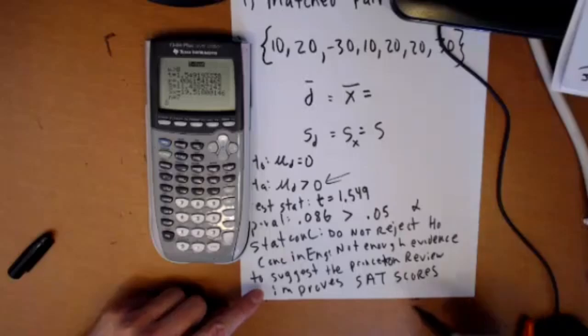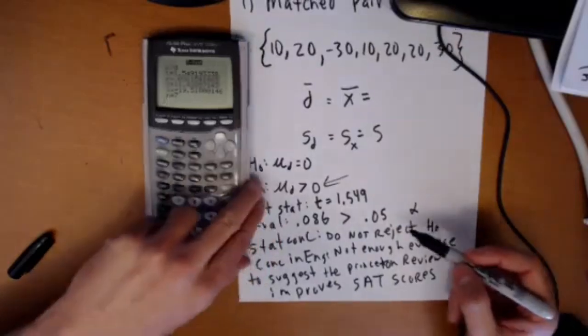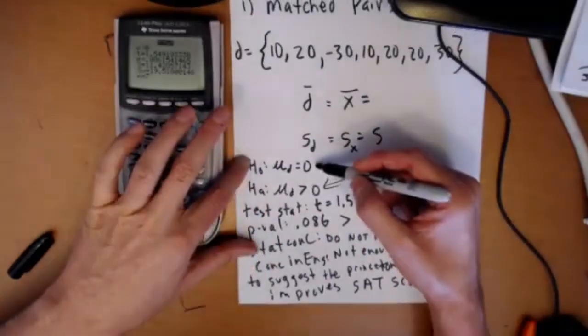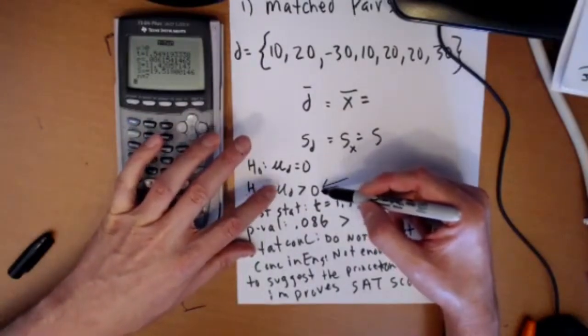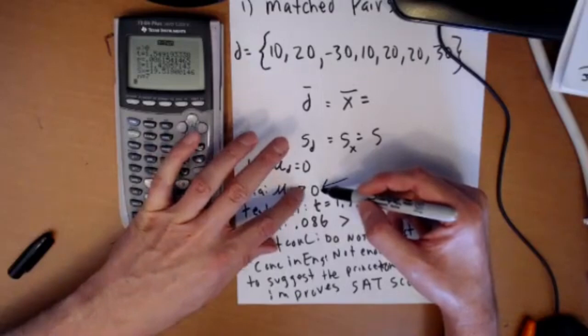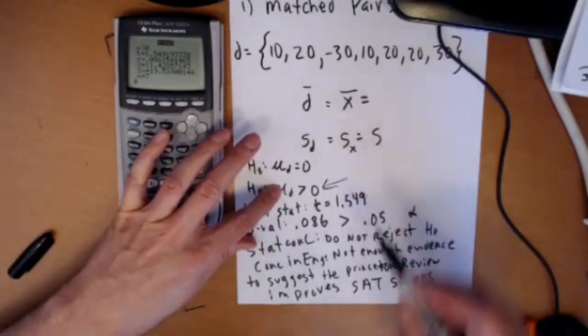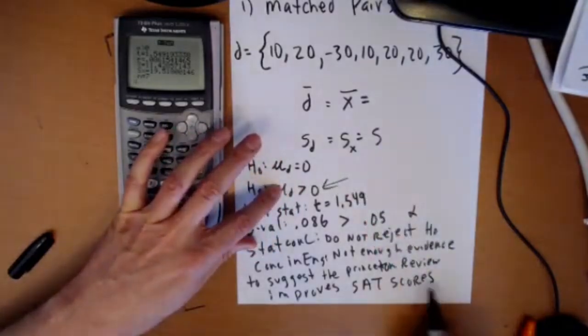Do not reject H0. We're stuck with the H0. There's not enough evidence to suggest that the mean difference is greater than 0. There's not enough evidence to suggest that the Princeton Review improves SAT scores, right?